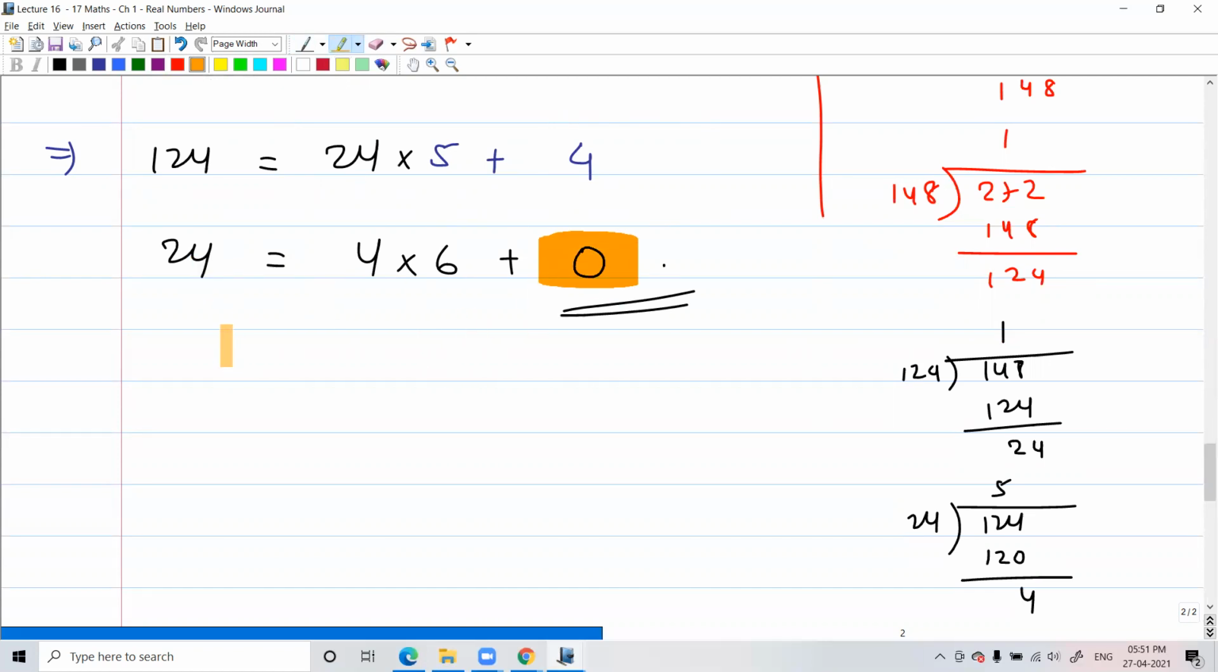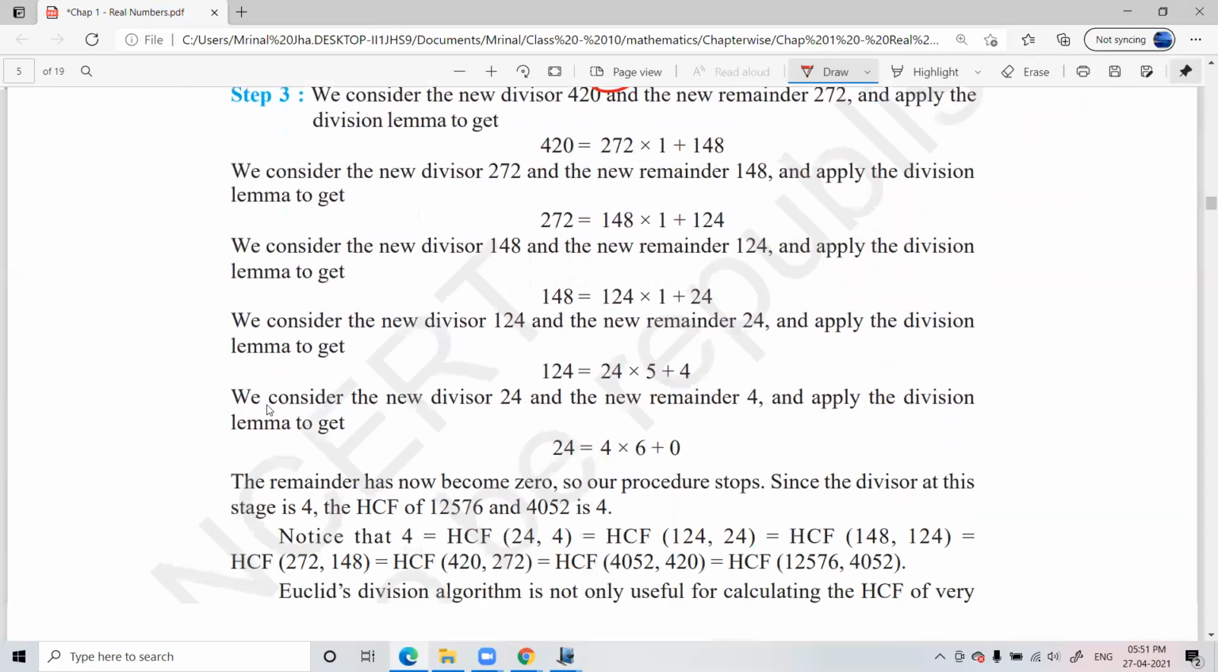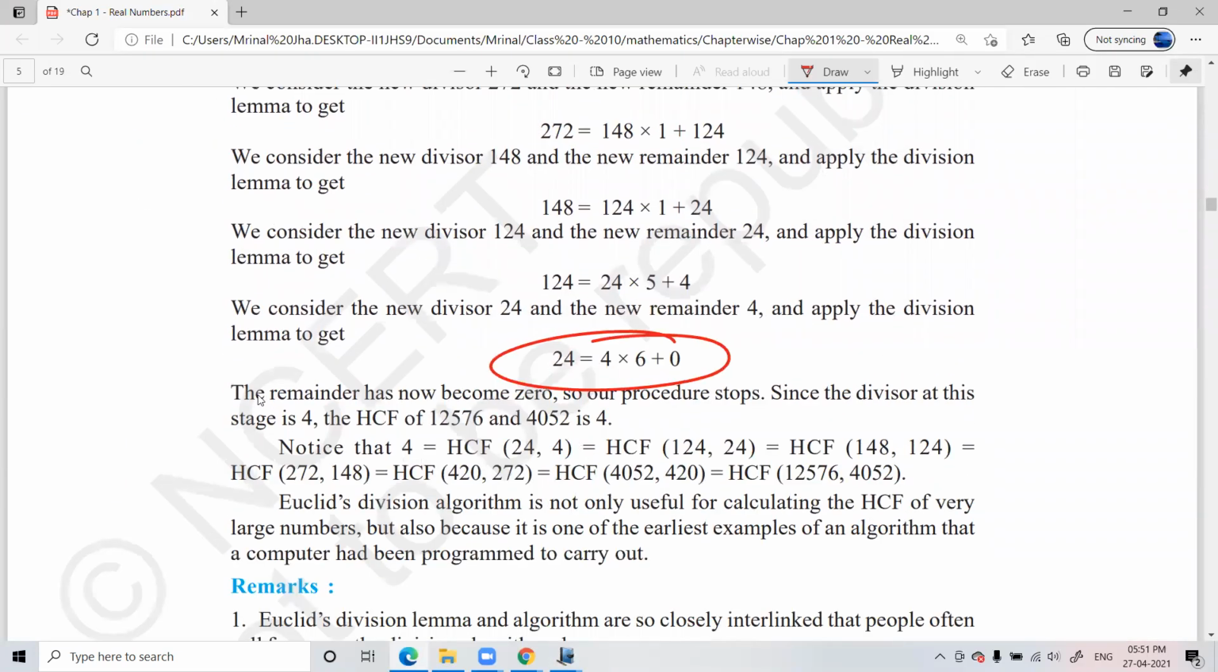So when this happens, when you get the remainder equal to 0, then whatever is the divisor at that stage becomes the HCF of the two numbers. So which is 4. 4 is the highest common factor of these two numbers.